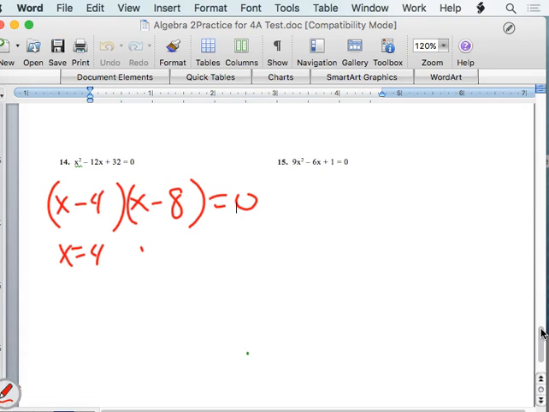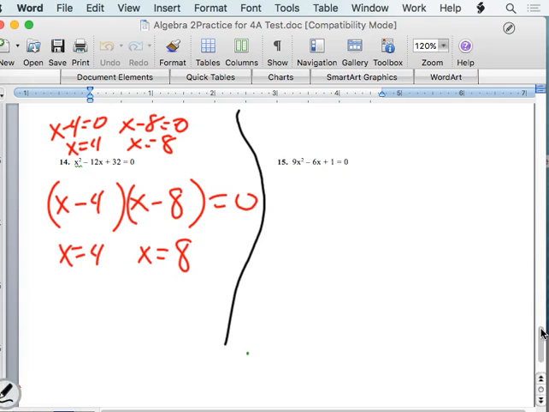So x equals 4, x equals 8. There it is. There are our solutions. And again, if you need to, write this out and add the 4 to both sides and add the 8 to both sides. You'll get the same answer and check your answer. 15, I'm hoping to get the 9 out of there, but it's not going to work. So then I try perfect squares.